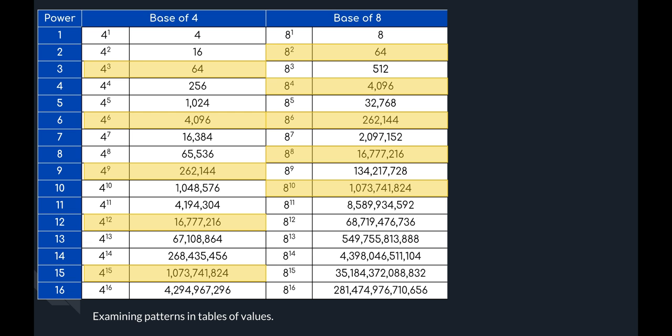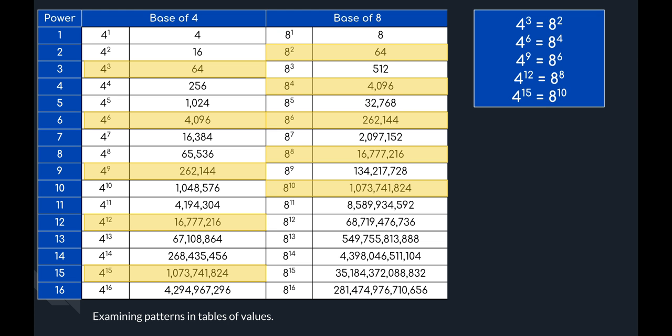This is very interesting. Every third power of 4 is equivalent to every other power of 8. This is going to make a more interesting ratio. Before, it was 1 to 3, or 3 to 1, or 1 to 2, or 2 to 1. Here we have 3 to 2, or 2 to 3, and we can see that in the table that we're going to build. For every 3 powers of 4, we have 2 powers of 8. For every 2 powers of 8, we have 3 powers of 4.